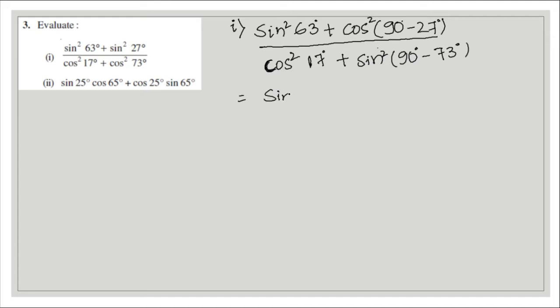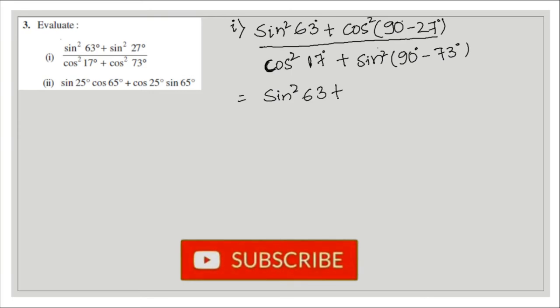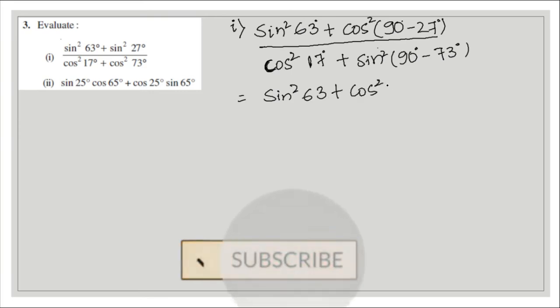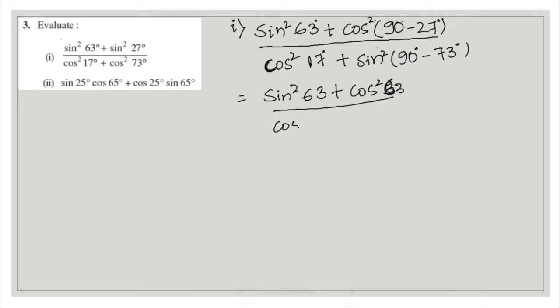So this becomes sine square 63 plus cos square 63 divided by cos square 17 plus sine square 17. We all know that sine square theta plus cos square theta is 1. So it is 1 by 1. This will be 1 only. So the first one is done. Let's take up the second one.